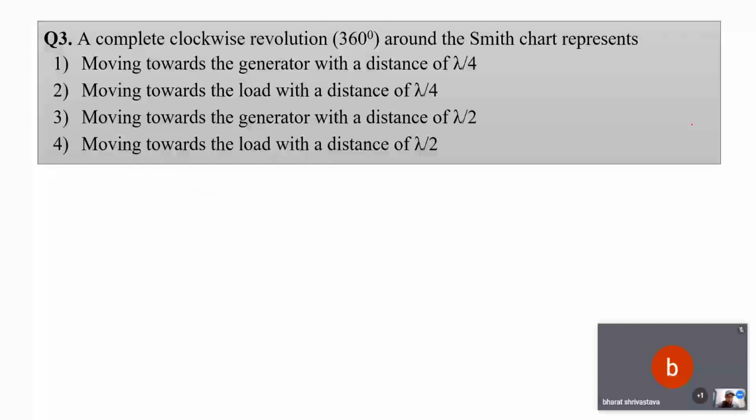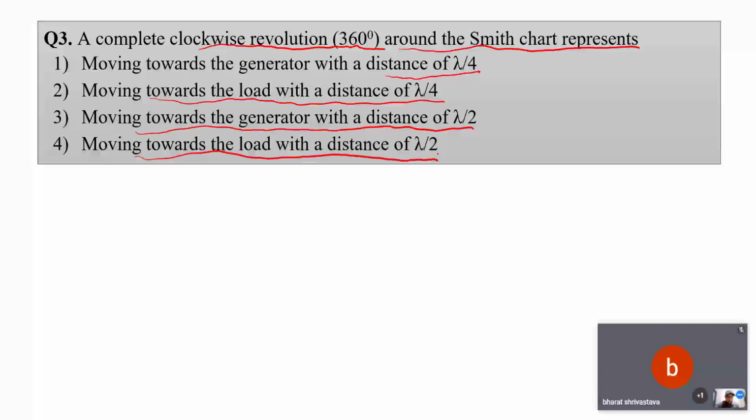Our third question is: a complete clockwise revolution of 360 degrees around the Smith chart represents: one, moving towards the generator with a distance of lambda by 4; two, moving towards the load with a distance of lambda by 4; three, moving towards the generator with a distance of lambda by 2; and four, moving towards the load with a distance of lambda by 2.